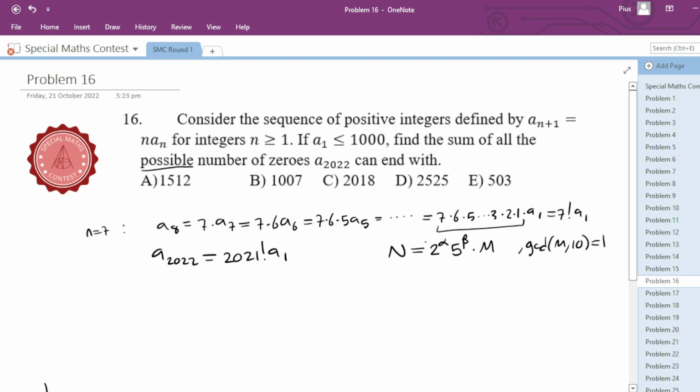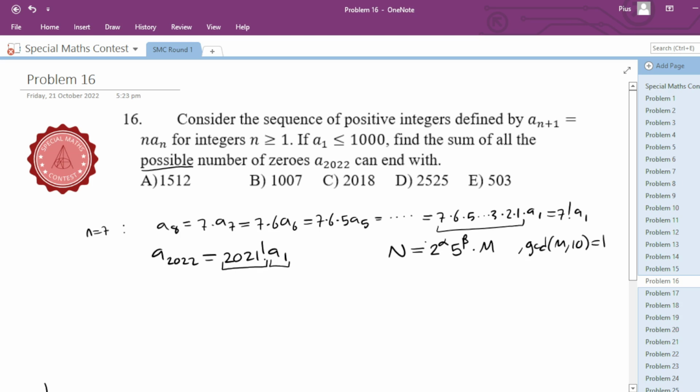So this means overall we're interested in figuring out both the powers of 2 and the powers of 5 we can get. And we have two components here. a1 is positive and is less than or equal to 1000. So there are only a few possibilities for the powers of 2 and the powers of 5 we get from that. But on the other hand, 2021 factorial seems a bit more complicated, so let's handle that first, then we'll come back to the bigger problem.